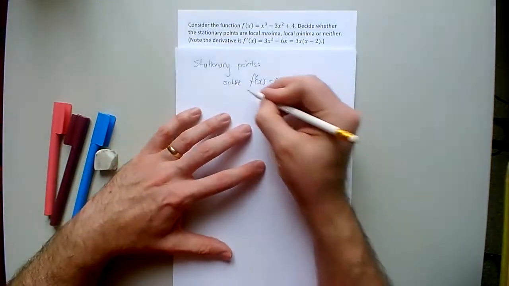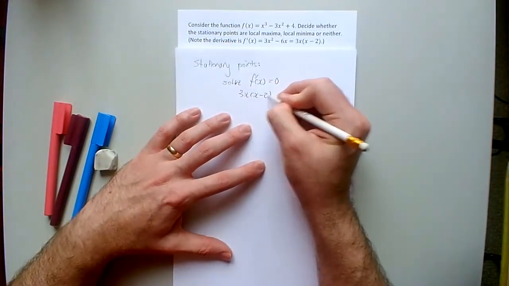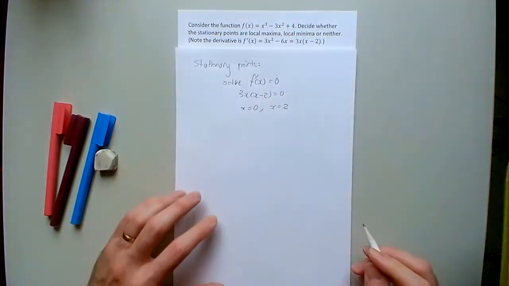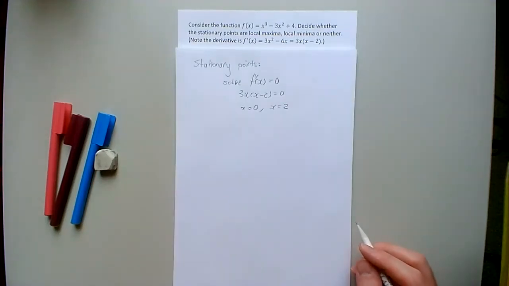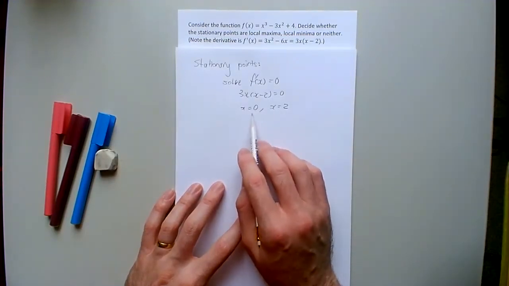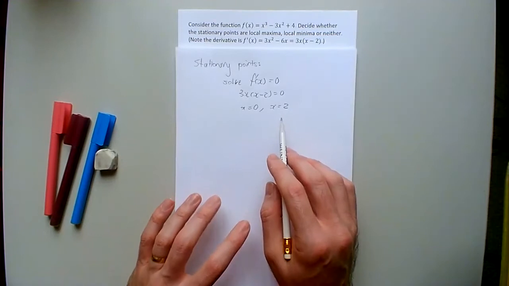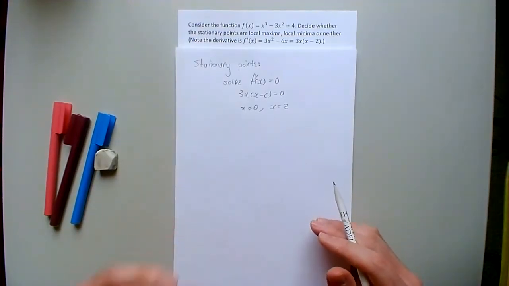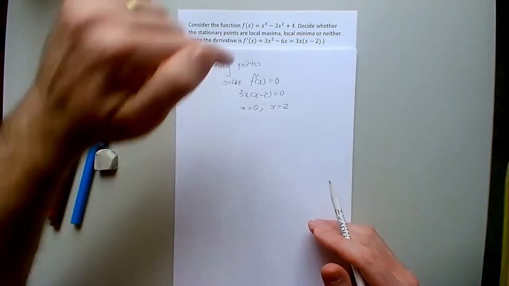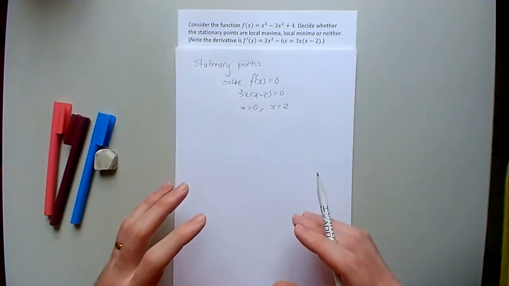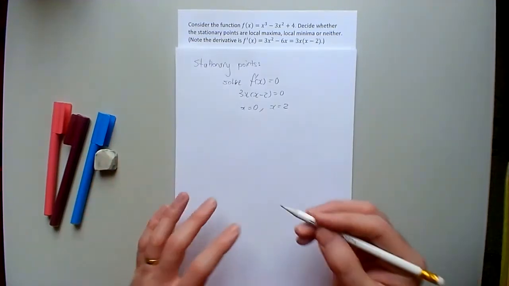F dashed x equals 0, which means that 3x times x minus 2 has to be 0, which means that x has to be 0 or x has to be 2. Okay. So I need to decide whether the point on the graph with x coordinate 0 and the point on the graph with x coordinate 2 are local maxima or minima, and that'll be done by deciding whether they're increasing or decreasing on either side. And I can decide if it's increasing or decreasing if the derivative is positive or negative. So I'm going to draw a diagram that tells me the sign, the plus or minus, of the derivative.